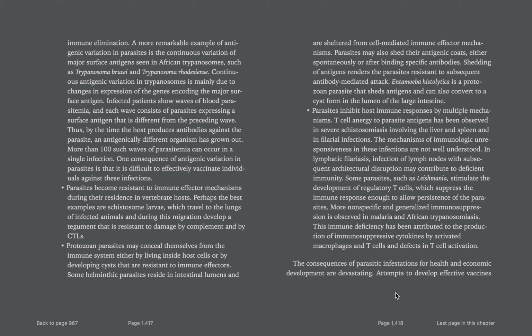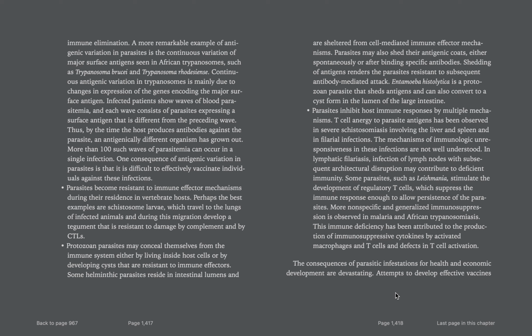Parasites inhibit the host immune response by multiple mechanisms. T-cell anergy due to parasite antigen has been observed in severe schistosomiasis involving the liver and spleen, or in viral infection. The mechanisms of immunological unresponsiveness in these infections are not well understood.